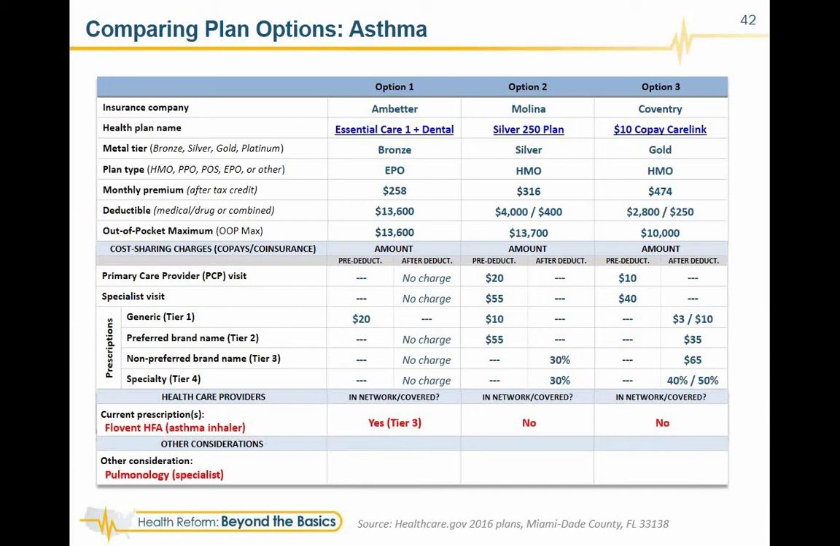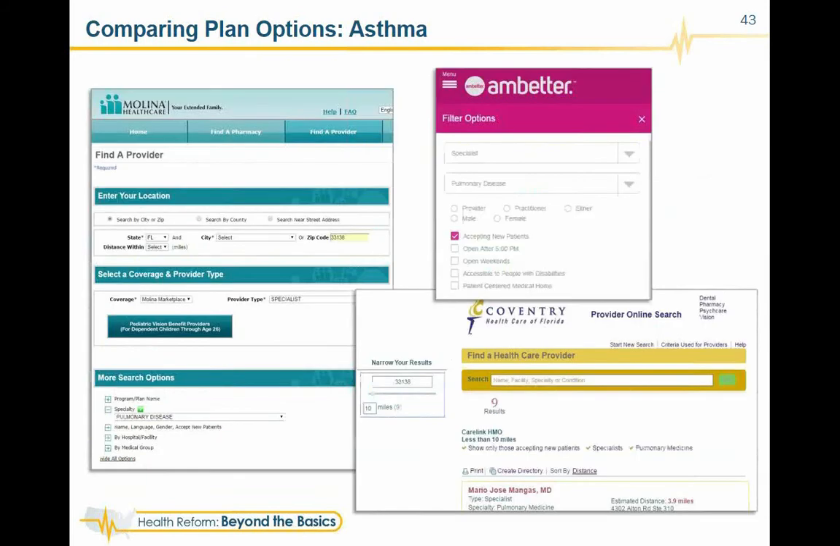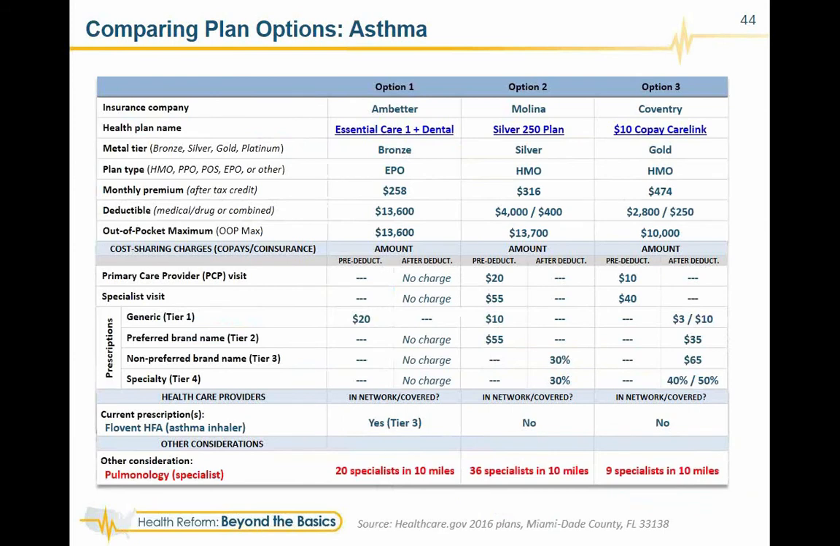And then finally for this scenario, we're going to look at how many respiratory specialists are in network and accepting new patients. You can check each plan's provider directory to search for how many specialists are in network in a specific area. Each insurer is going to have a different way of doing this, but they should all have provider directories that you can search through. As you can see, Option 2 has the broadest network of specialists in the particular area that Joe and Danielle live.